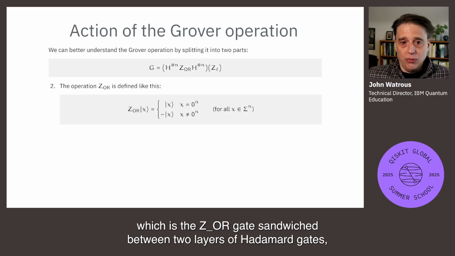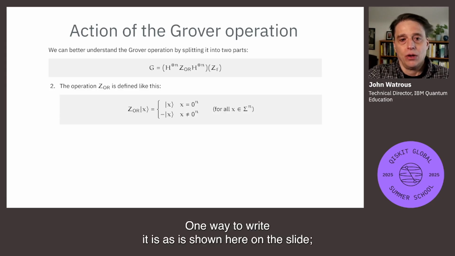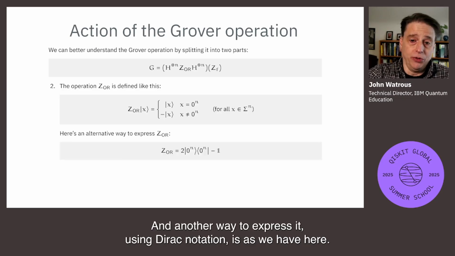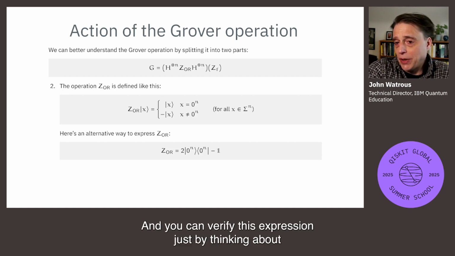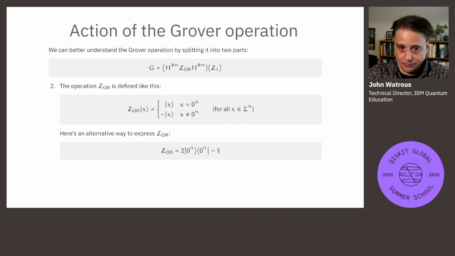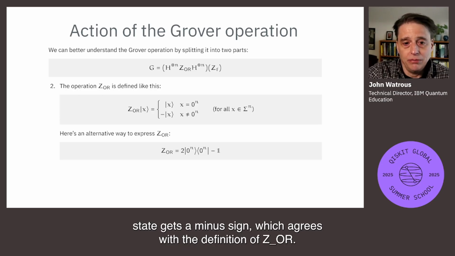For the second part, which is the Z-OR gate sandwiched between two layers of Hadamard gates, let's start by recalling how Z-OR is defined. One way to write it is as is shown here on the slide. This is the same expression as before. And another way to express it using Dirac notation is as we have here. And you can verify this expression just by thinking about how the operation on the right-hand side acts on standard basis states. In particular, it does nothing to the all-zero state, and every other standard basis state gets a minus sign, which agrees with the definition of Z-OR.